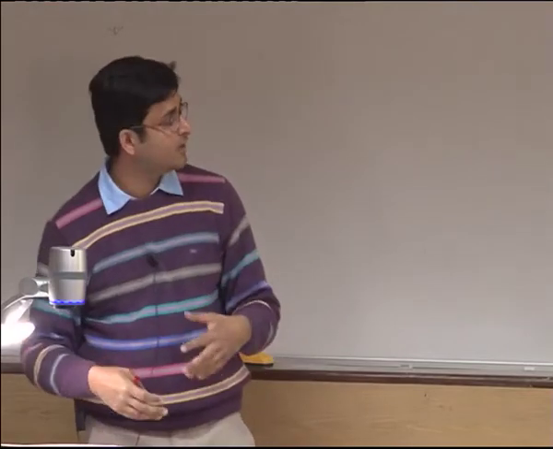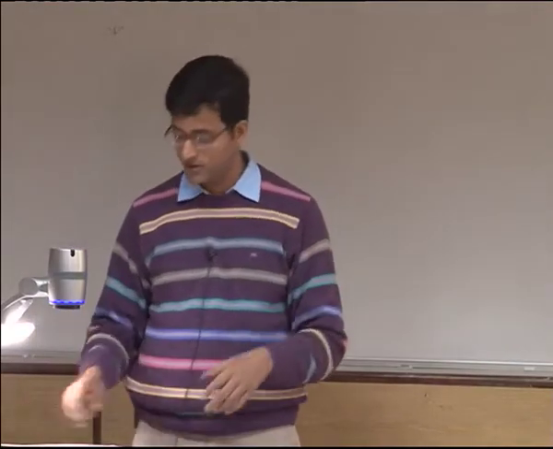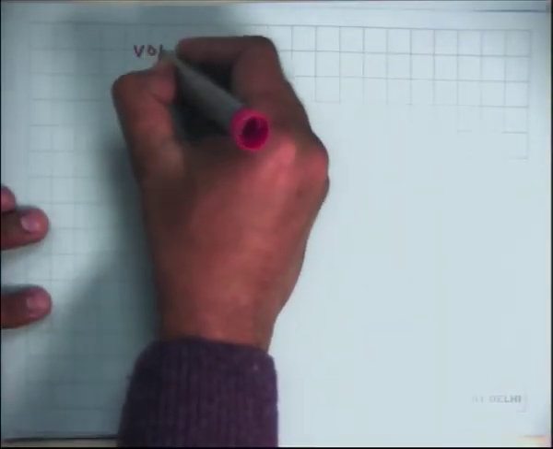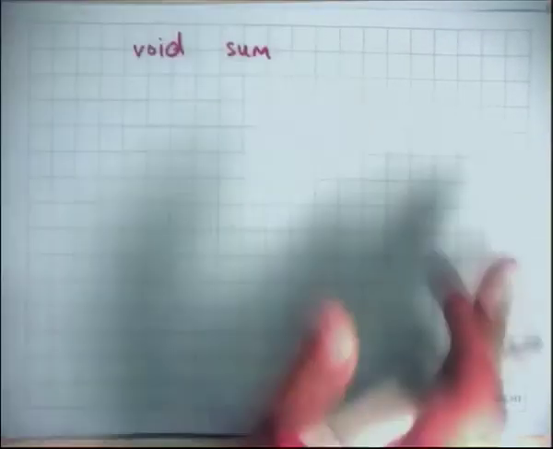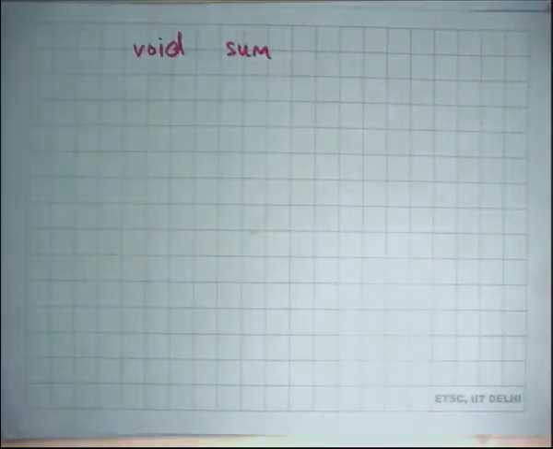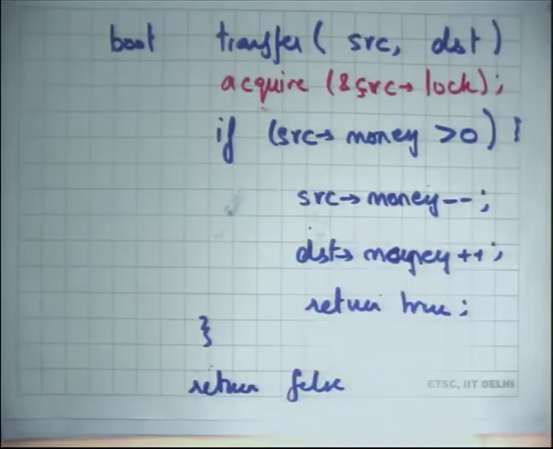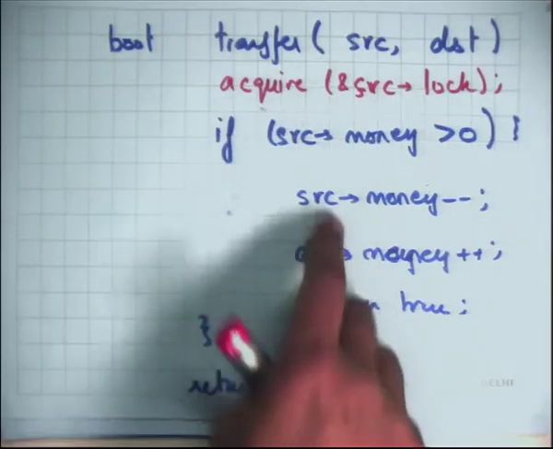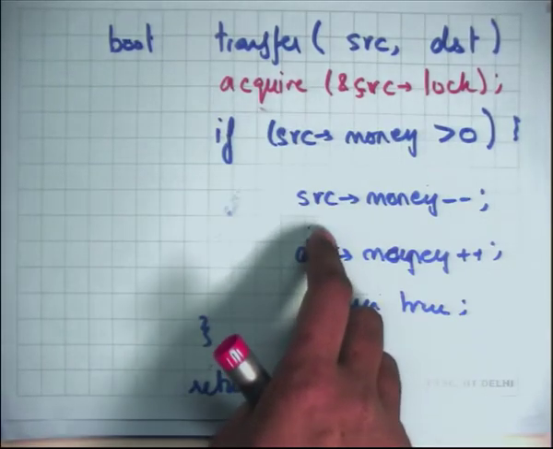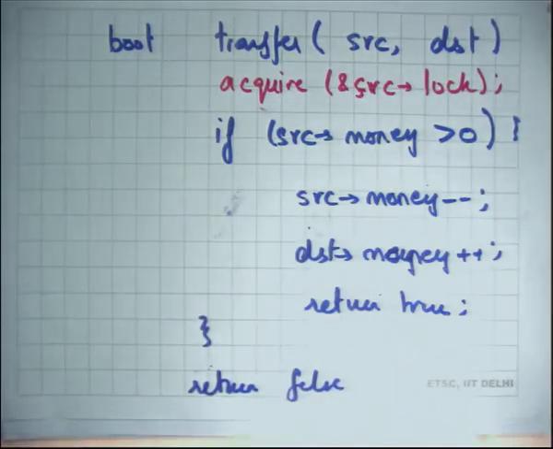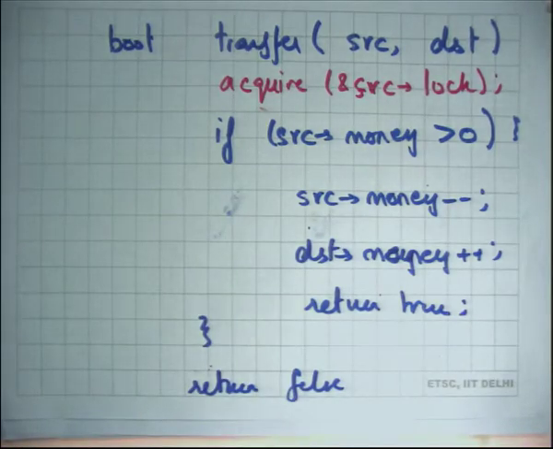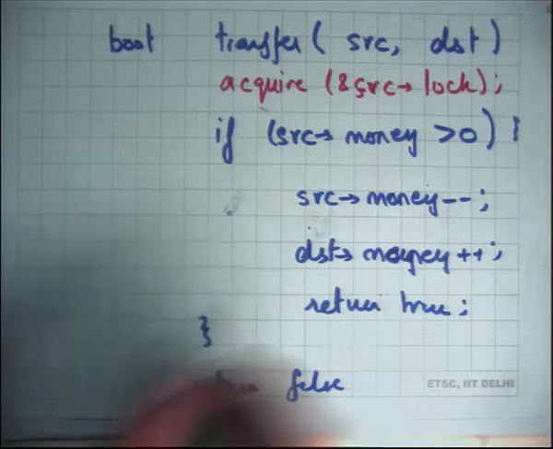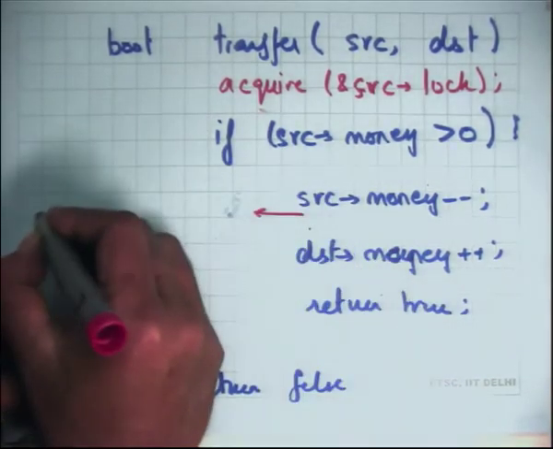But of course, typically you would want something like transfer to be atomic, because there will be, let's say, some thread, the sum thread, which will just sum all the accounts, and that may be running in parallel, so you may care about the atomicity. So the second option is that you care about the atomicity of transfer. The second option that was suggested was that you acquire the source lock, but before you release the source lock, you acquire the destination lock, and then you release the source lock, and then you release the destination lock.